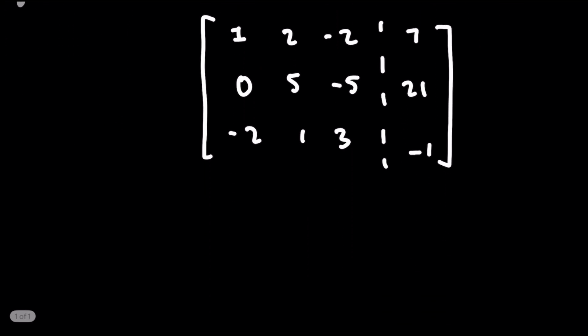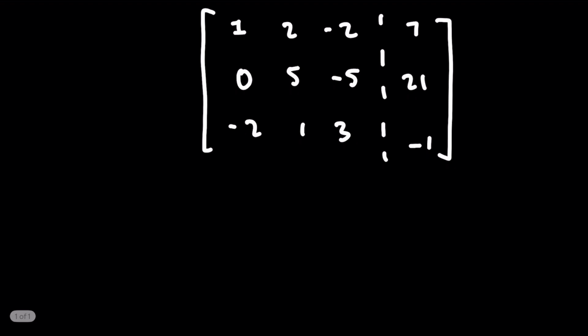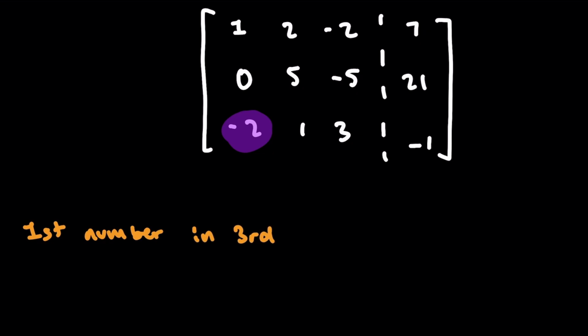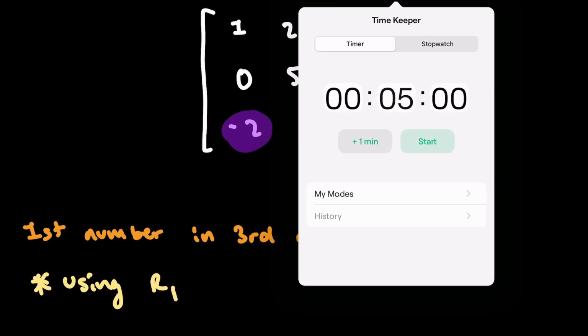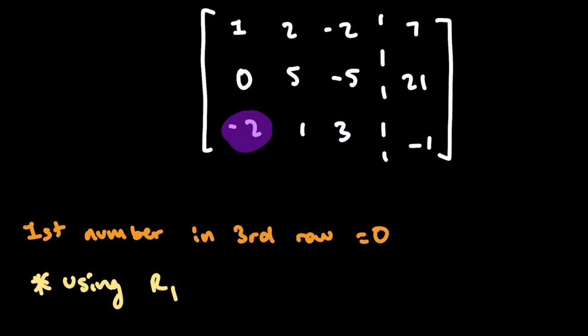The next step we have to do is we have to make the third row, this value, equal to 0. So what we have to do is we have to make the first number in the third row equal to 0. But again, we can't just use any method we want. We have to use row 1. Using row 1 once again. We cannot use row 3 and we cannot use row 2.